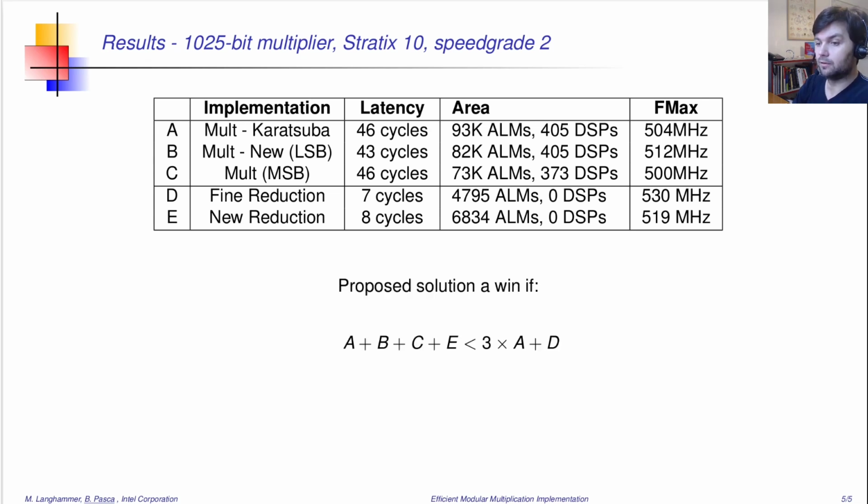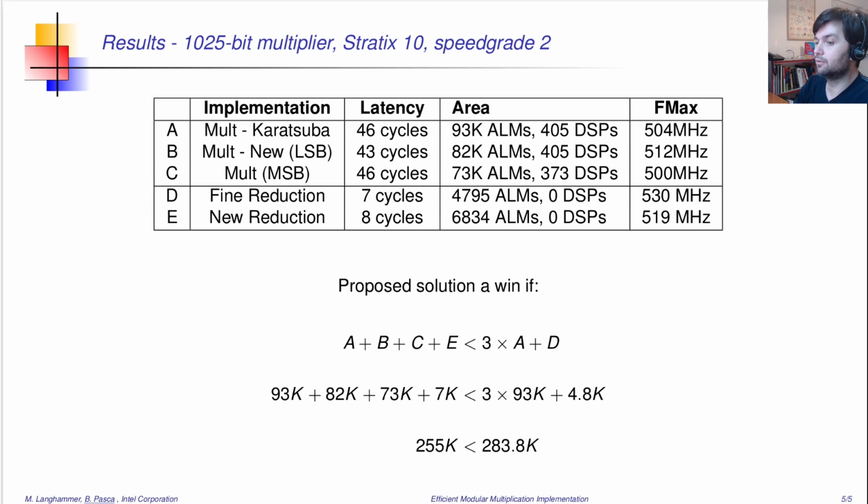As we propose the replacement of three components in the original architecture, two multipliers and a reduction circuitry, the test whether our proposed solution outperforms the existing one is shown here. By plugging in the ALM numbers from the table, we can see that our proposed solution saves approximately 29,000 ALMs, which is approximately 10% of the original implementation size.